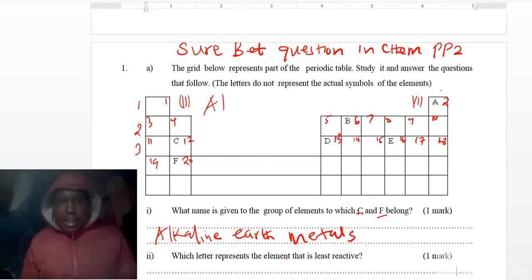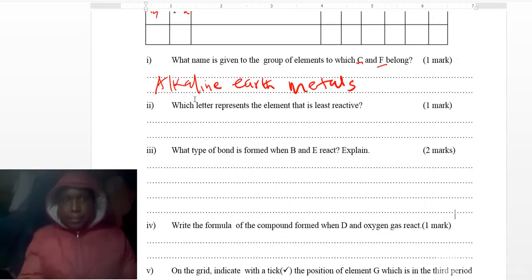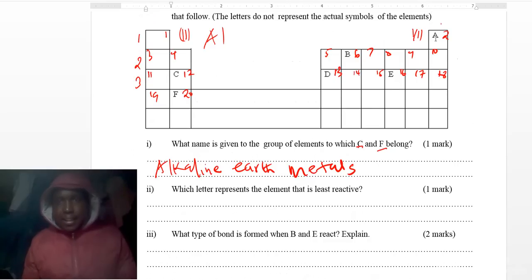Which letter represents the element that is least reactive? The element which represents the least reactive is A. Why? Because A is in group 8. And we know that elements in group 8, they don't react because they are stable. They have an electron configuration of 2 or 2, 8 or 2, 8, 8. So they are stable, they don't react. So it means that the answer here is A.